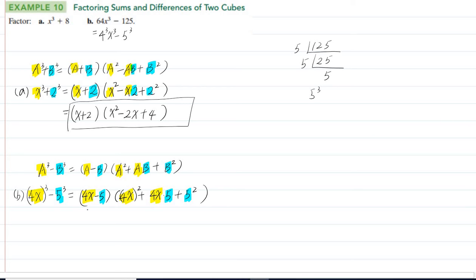So now we look at this. We simplify it a little bit. So this is going to be 4x minus 5. And then here we're going to have a 4x squared, it's just going to be 16x squared. Then plus, this term is going to become 20x. Then plus 25. And that is my final answer. Again, once you find your A, B, the rest you just plug in. Right? There's nothing really special here.